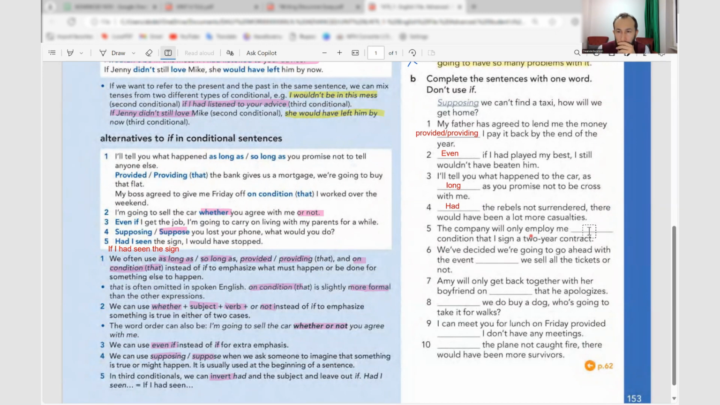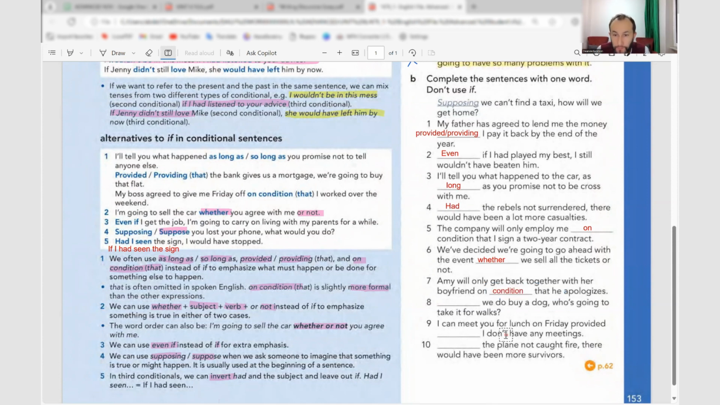Number 5, Salma. The company will only employ me on condition that I sign a 2-year contract. Yep. Mrs. Walla. We've decided we're going to go ahead with the event, whether we sell all the tickets or not. Exactly. Whether. Amina. Amy will only get back together with her boyfriend on condition that he apologizes. Yes. On condition that. Very good.